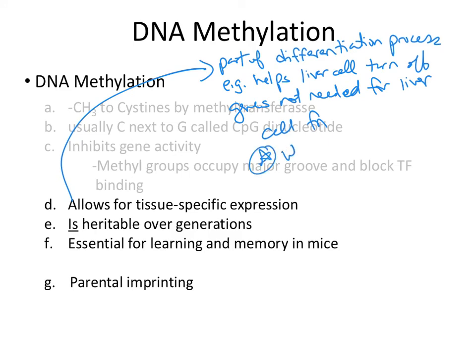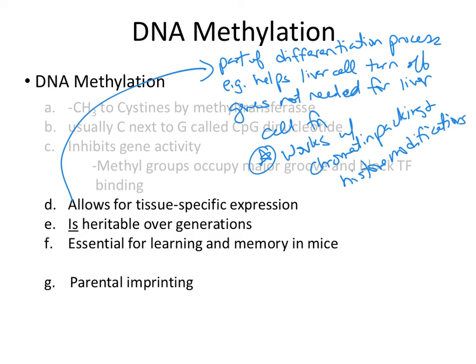This works with chromatin packing and histone modifications as well, so it's not the only thing. DNA methylation is part of how differentiation works. And it makes sense. Differentiation is a beautiful process because we don't need to express the entire library of genes. We only want to express the genes that we need to do our job as a liver cell or a kidney cell or a wing cell on a Drosophila, whatever it is.